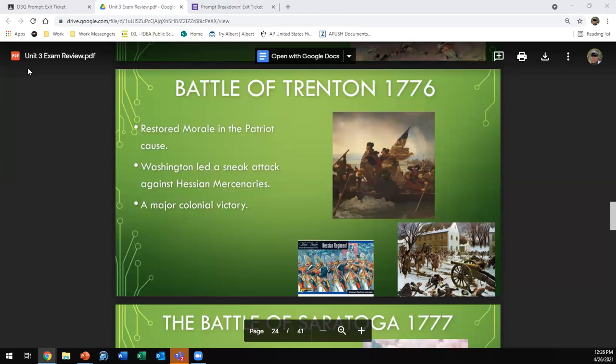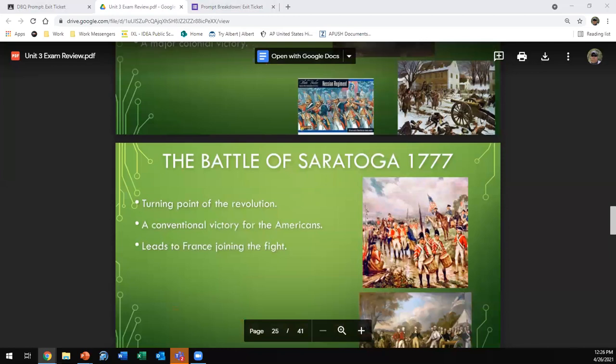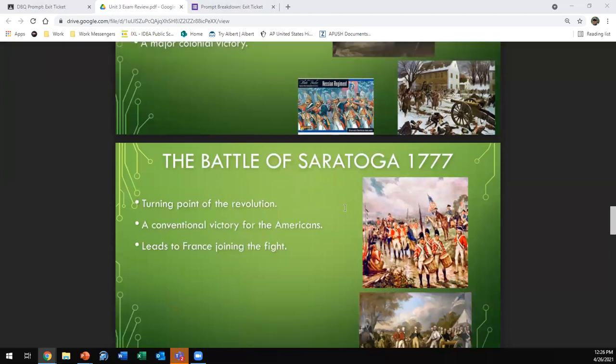It's very powerful. Our next big turning point is Saratoga in 77, when the Americans get a victory and prove to the French, hey, we can win this. And then the French join the fight to support the Americans.